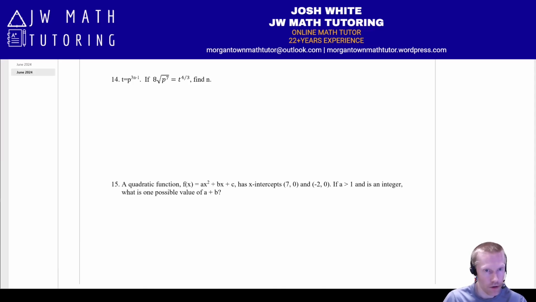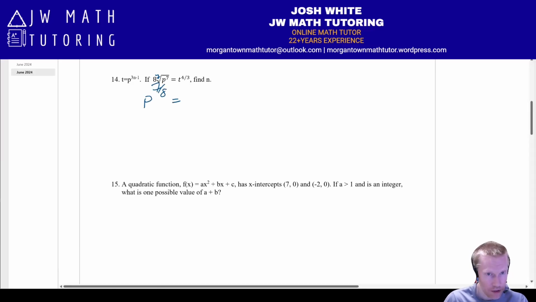So what I did first is, by the way, one thing to note, this is supposed to be the 8th root of p to the 7th. It's not a square root. I believe it's the 8th root of p to the 7th. So I rewrite that as p to the 7/8. And then on this side, I've got t to the 4/3. What I did is I raised both sides to the 3/4 power. I did that because then that gives me just t on the right, and on the left it gives me p to the 21 over 32. Okay, you just multiply because we're raising to a power.